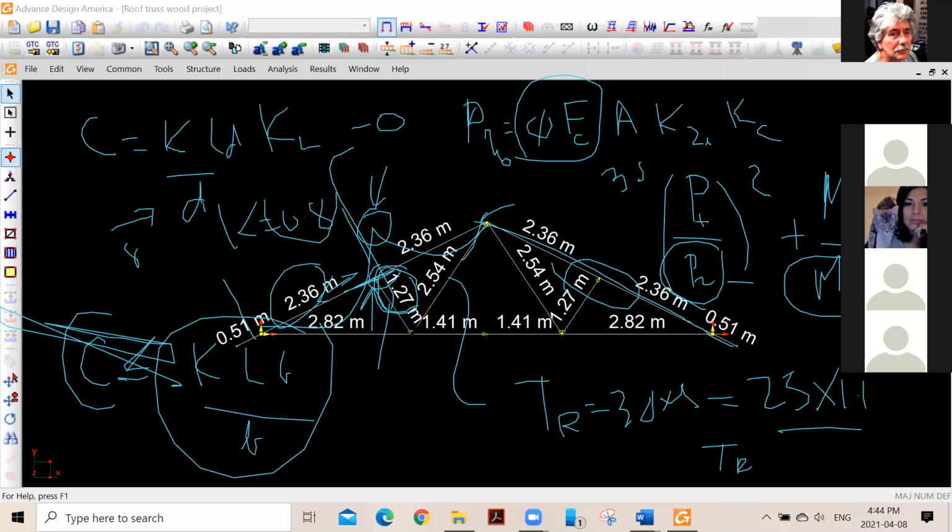And then for the bottom chord here, the equation you use is TF over TR. The TR you get from the table. The same TR that you had for this member here is the same TR for that member there, okay? And this one is very simple, plus the MF that you get here from ADA divided by the MR.